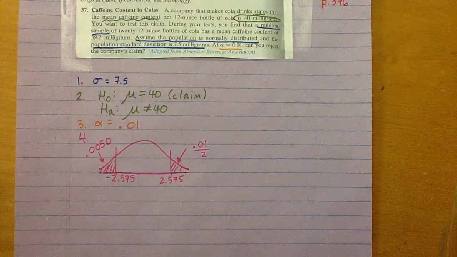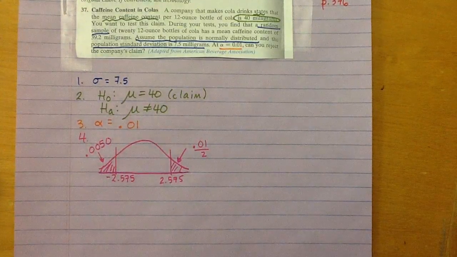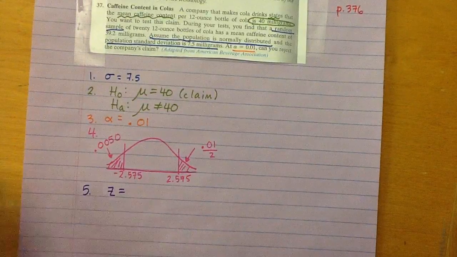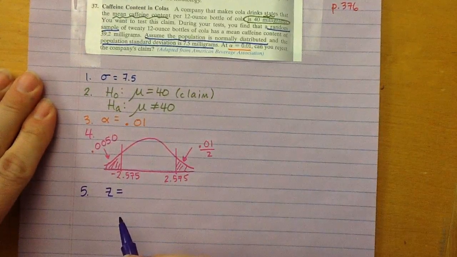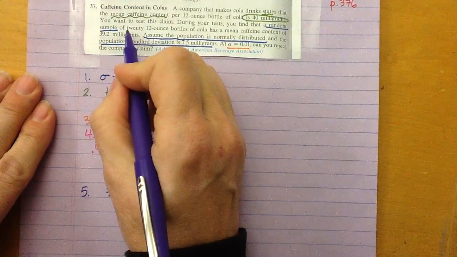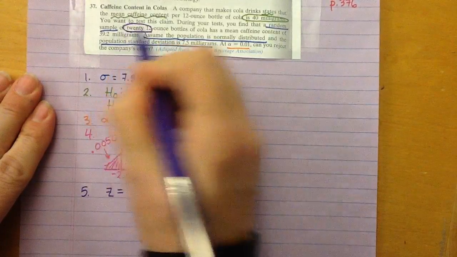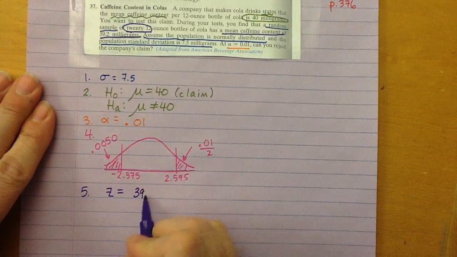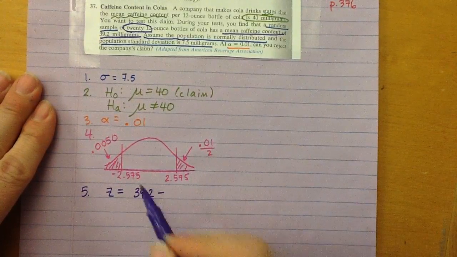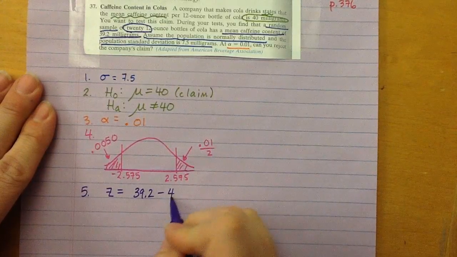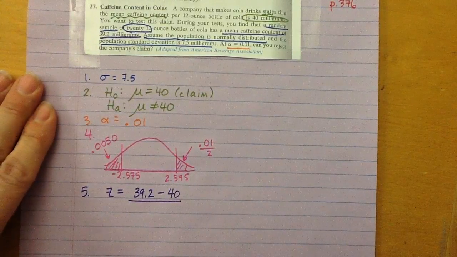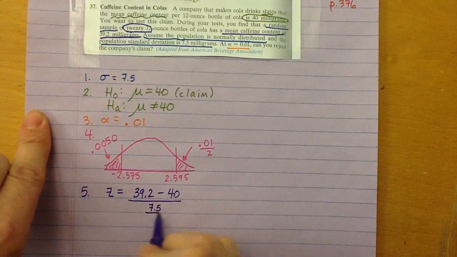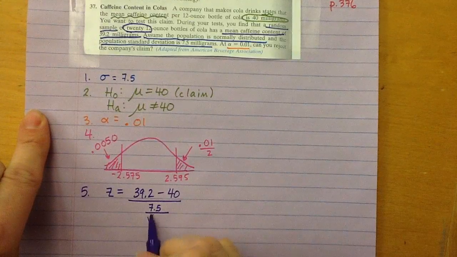Next step, step 5, standardized test statistic. That was z equals x bar minus mu. X bar is our sample mean, and we tested 20 12-ounce bottles, found that the mean caffeine content was 39.2, so that's 39.2, minus mu. Mu is the claimed mean, which was 40, divided by sigma over square root of n. Sigma was 7.5 over square root of n. N was 20.